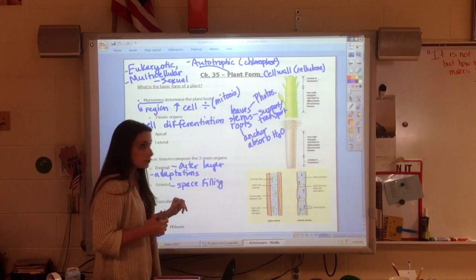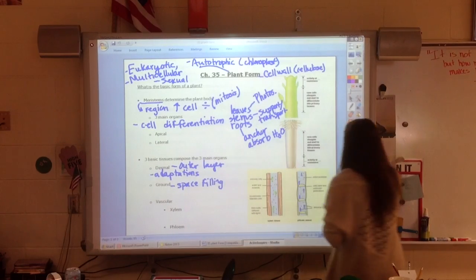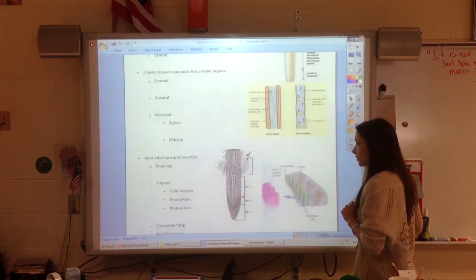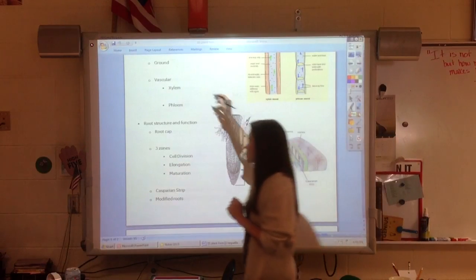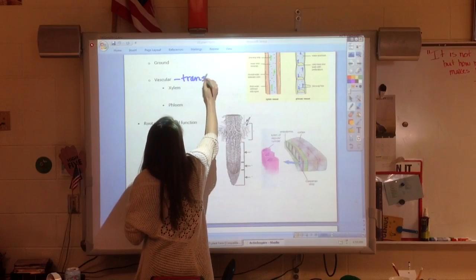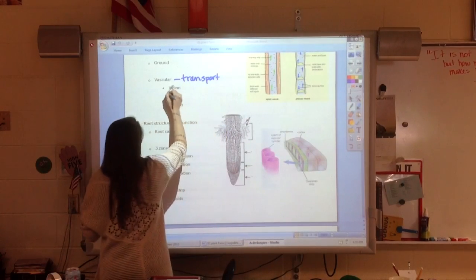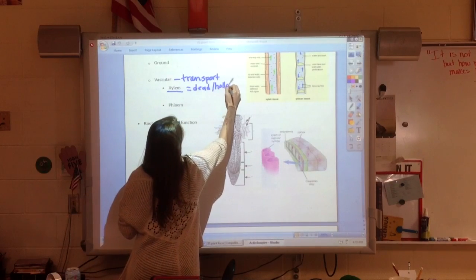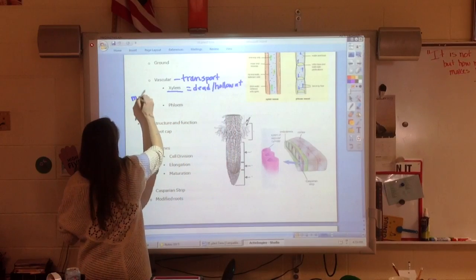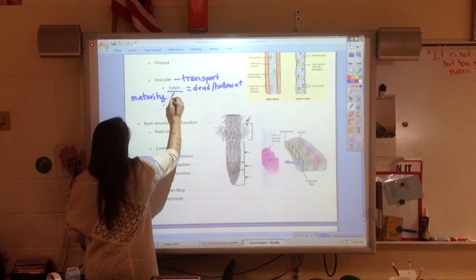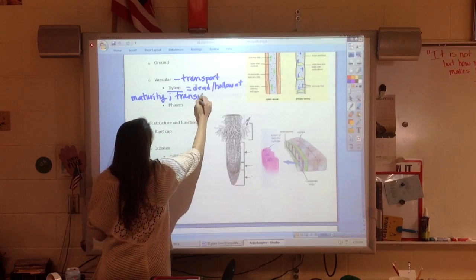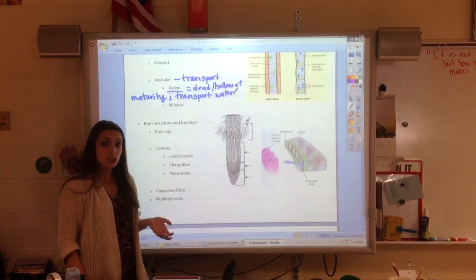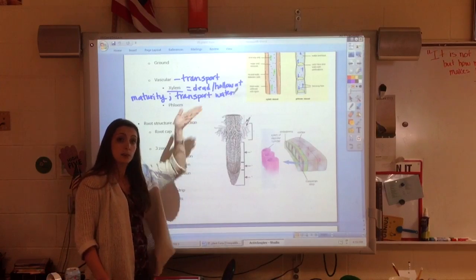And then we have vascular tissue, and this is actually going to be really important. Vascular tissue is, think of the word cardiovascular. Vascular has to do with transport. So inside of a plant, we have specialized cells called xylem cells, and they are going to be dead and hollow at maturity. And they are going to transport water. And so you do need to know the direction that water is transported from the roots up to the leaves.